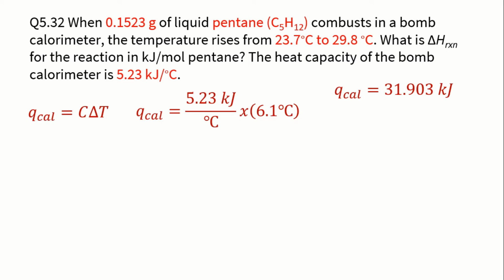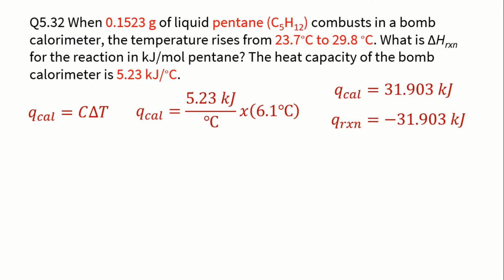And remember, we are looking for the heat of the reaction, and the Q of the reaction is the opposite of the Q of the calorimeter. So because the calorimeter absorbed 31 kilojoules of energy, the reaction released 31 kilojoules of energy. So the reaction was exothermic. So that's step one. We found out how much energy the bomb calorimeter absorbed.